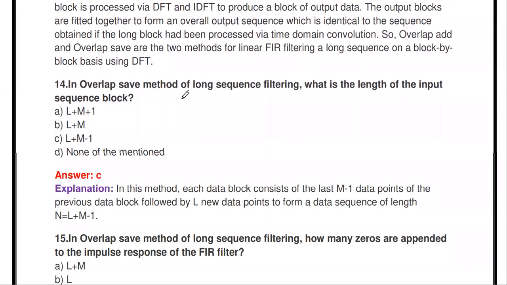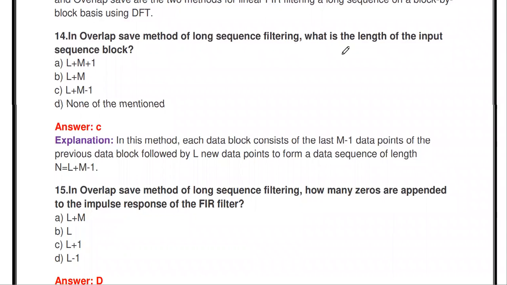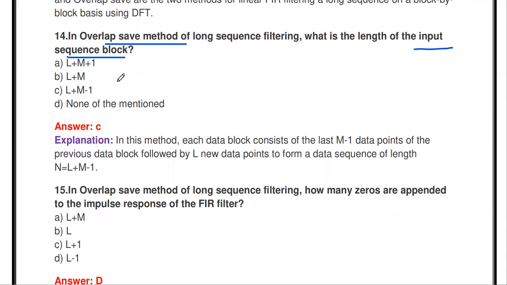Next, in the overlap save method of long sequence filtering, what is the length of the input sequence block? In the overlap save method, the input sequence block should have the length L plus M minus 1. Just remember it, L plus M minus 1. That means the last M minus 1 data points from the previous block, followed by L new data. So L plus M minus 1 samples in the overlap save method.